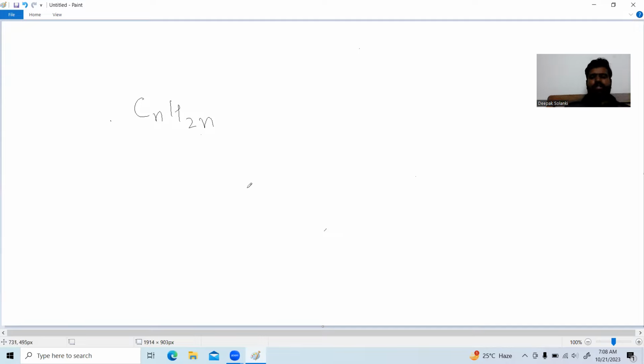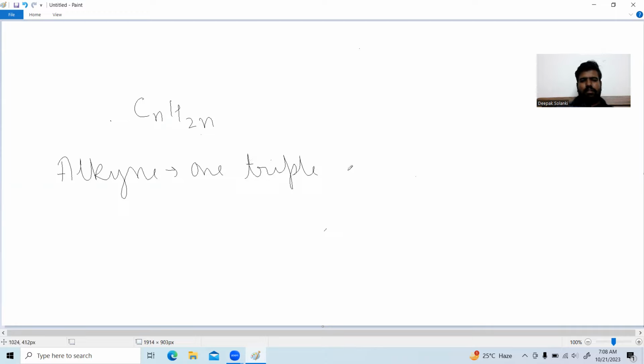CnH2n is the general formula. Now coming towards the third number, that is alkyne. One triple bond should be there, like this: C triple bond C. And the suffix used will be YNE. YNE will be the suffix.